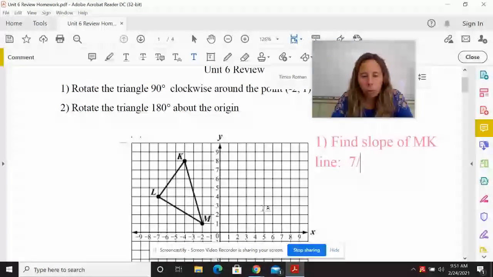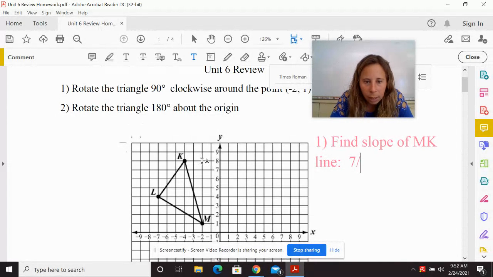And then how many over are we going? So up 7 and then over 2. So we're going left 2. So that would be -2.